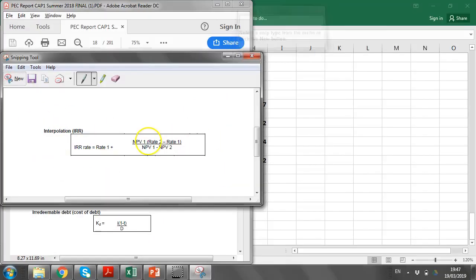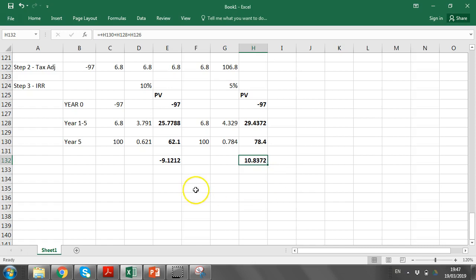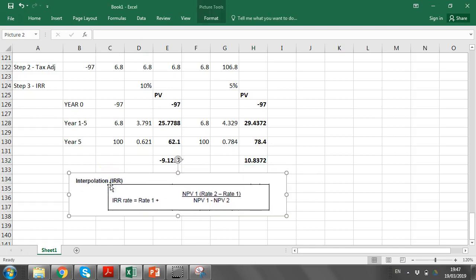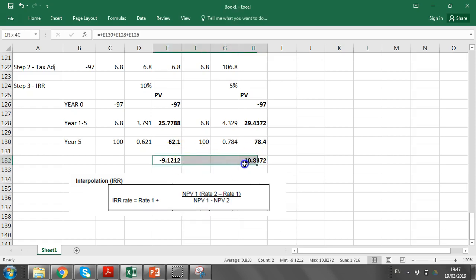You're given that, so you don't need to learn it off, but you do need to know how to apply it. And remember, just always use your rule of thumb before you apply the formula. Think, well, where should this be? Well, the IRR has to be between 5 and 10. And these are pretty much nearly equidistant from 0. So it should be somewhere around 7.5. So if you don't get that, you've gone wrong somewhere.